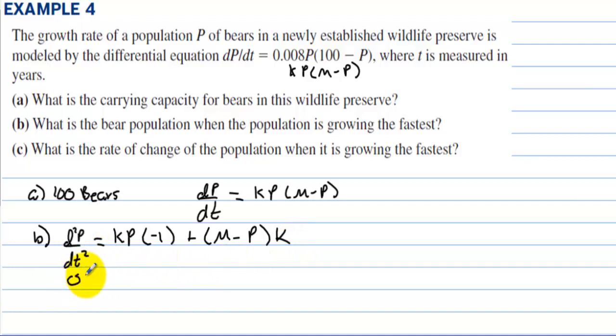Well, we're going to set this equal to 0 because that's where mins and maxes happen. We have negative kP, then we have plus kM minus kP. Let's go 0 equals, there's two of these now, so negative 2kP, and then plus kM.